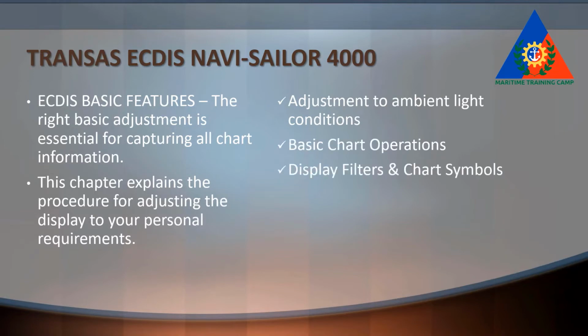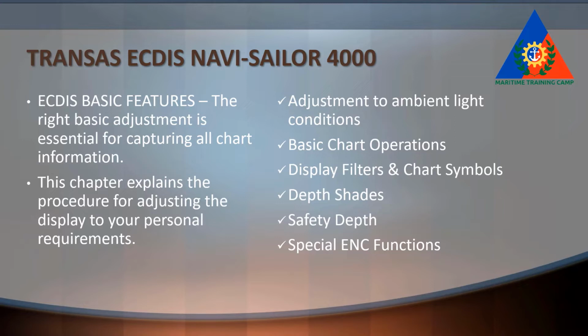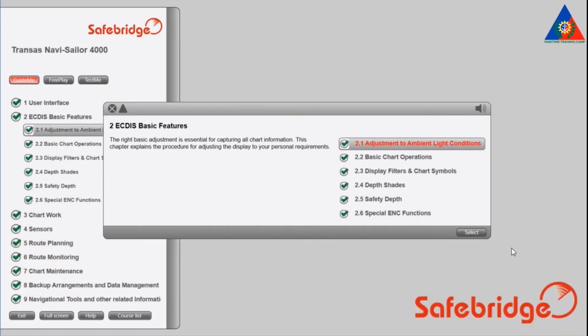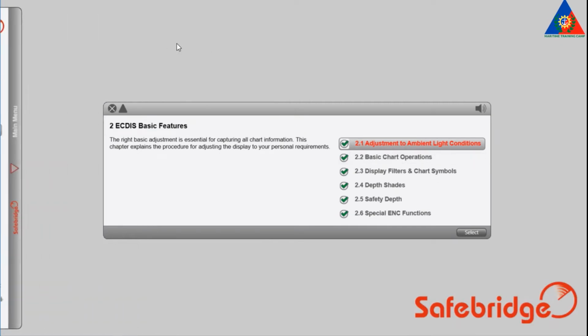The subtopics included here are the following: adjustment to ambient light conditions, basic chart operations, display filters and chart symbols, depth shades, safety depth, and special ENC functions. On the next slide is a short video clip about the Navi-Sailor 4000, ECDIS Basic Features. Module 2. ECDIS Basic Features.